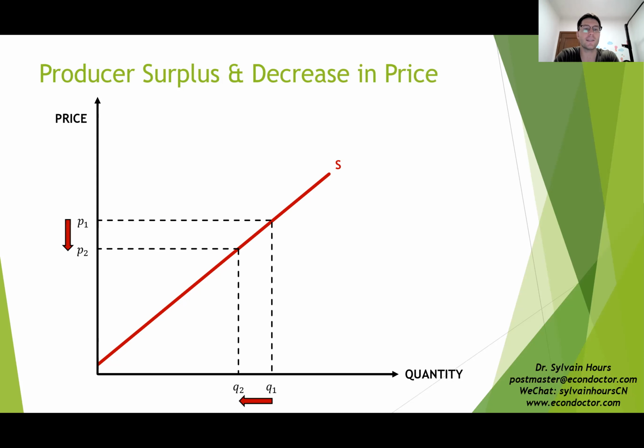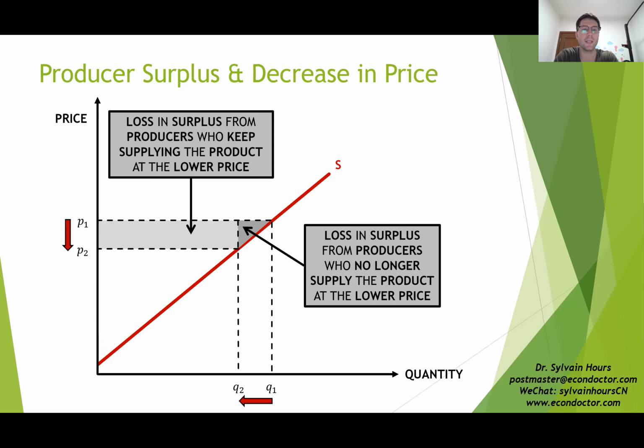Same thing when the price decreases. If the price decreases, then producer surplus will decrease, okay, from PS1 to PS2. And same thing, you can distinguish these two areas. The light gray area, these are those producers who still supply the output at the lower price, but because it's a lower price, they make less producer surplus.